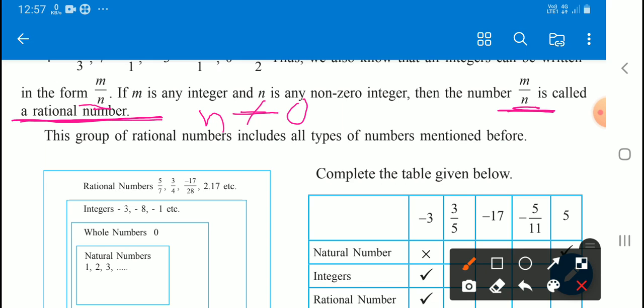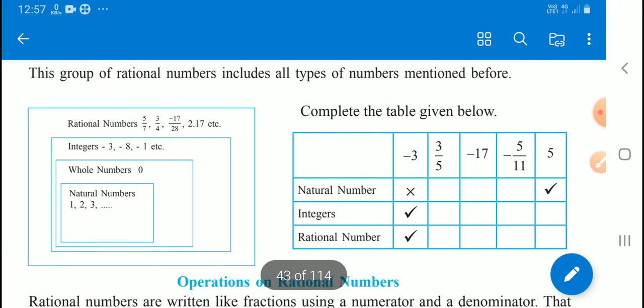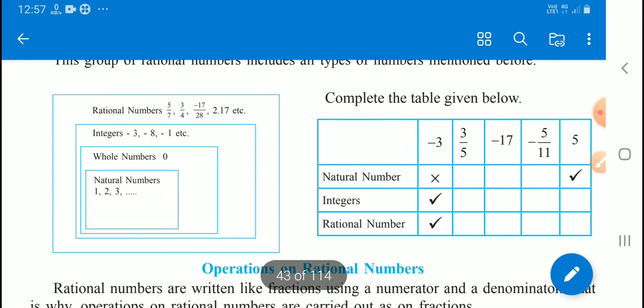Okay, now we will see the operations on rational numbers by using this information. Look here, they have given one box. Natural numbers start from 1, that you know very well: 1, 2, 3 and so on. All are infinite numbers. Whole numbers start from 0. Integers are 0 as well as all positive and negative natural numbers. Rational numbers are in the form of m upon n.